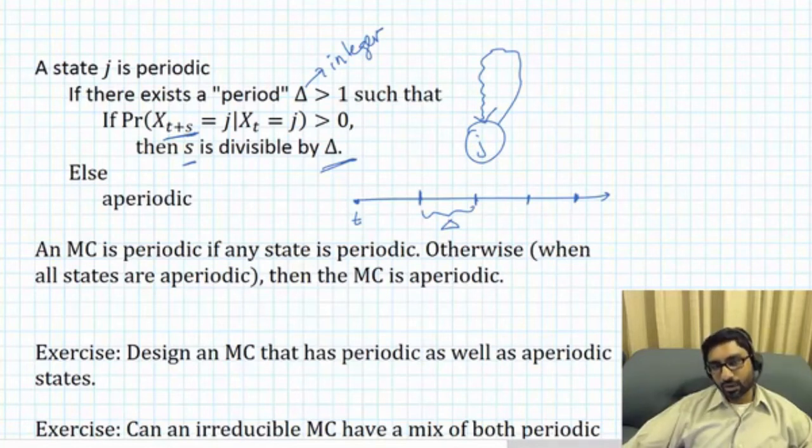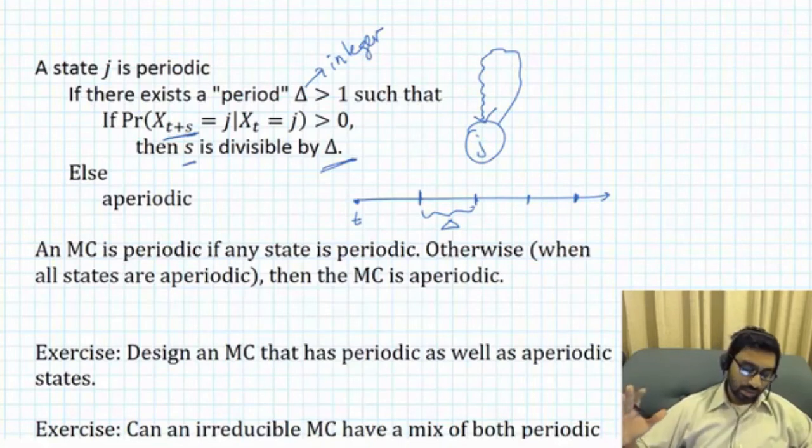If you pause and make sure you understand the definition, you realize that there is some rigid pattern by which you are revisiting the state j. And so then the state j would be called a periodic state. If such rigid patterns are avoided, then the state j is called aperiodic. And a Markov chain is periodic if any state is periodic. So the moment you have one state that's periodic, then the whole Markov chain is said to be periodic. Otherwise, we call the Markov chain an aperiodic Markov chain.